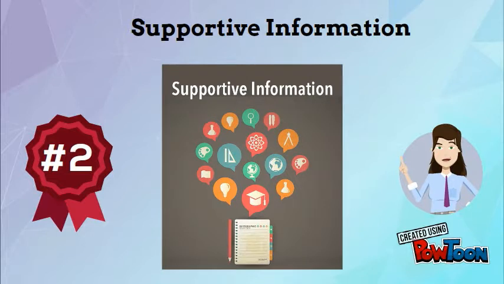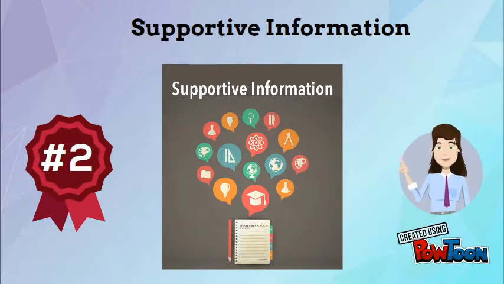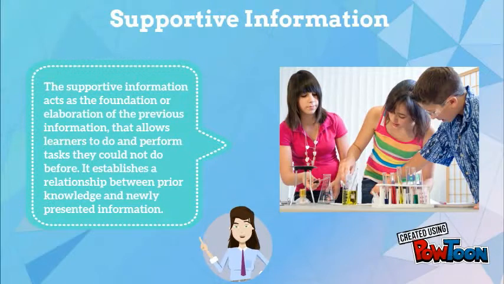The second component of the 4C-ID model is supportive information. Supportive information is that information that is needed in order to learn the task. The supportive information acts as the foundation or elaboration of the previous information that allows learners to do and perform tasks they could not do before. It establishes a relationship between prior knowledge and newly presented information.